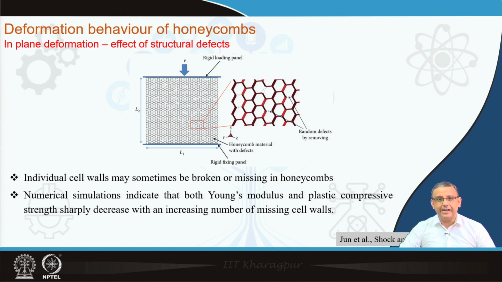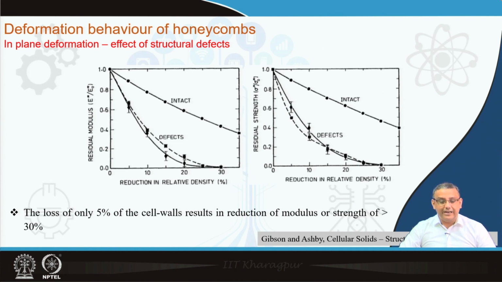What we can see here is the influence of these missing arms or defects on the Young's modulus and strength of the honeycombs. On the left hand side is the effect on the residual modulus, that is, the modulus of the honeycomb with defects divided by the modulus of the honeycomb without any defect, the perfect honeycomb. On the right hand side is the residual strength, that is, the compressive yield strength of the honeycomb with defects divided by the compressive strength of the honeycomb without any defect.